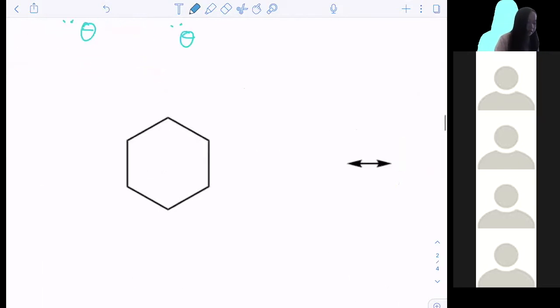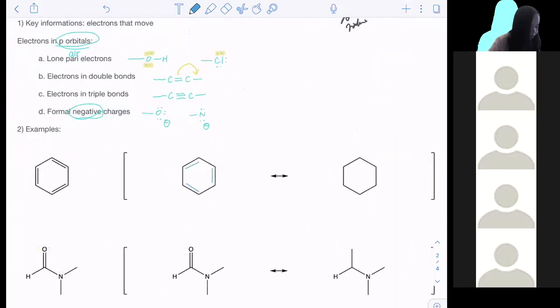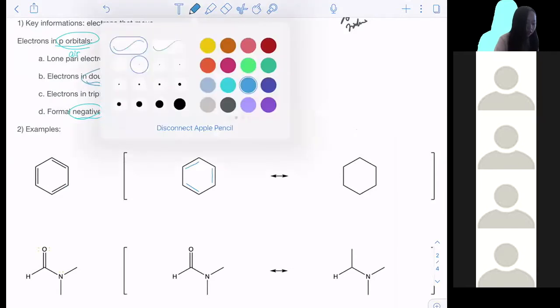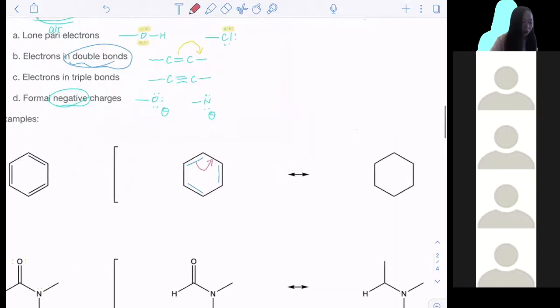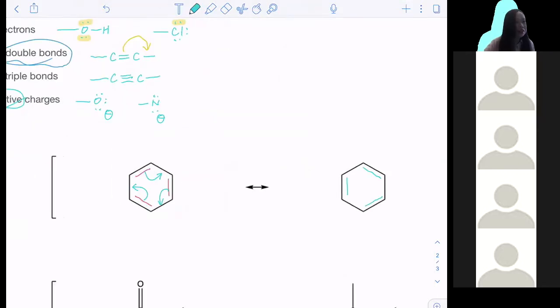So for example, benzene. Let's say benzene has double bonds, right? And when we go to find where we should start, it is the electrons in the double bond. Nice. Then draw the arrow starting from where the electron originally is, and push the electrons. Oh, you're confused. I'm sorry. I'll redraw this again.